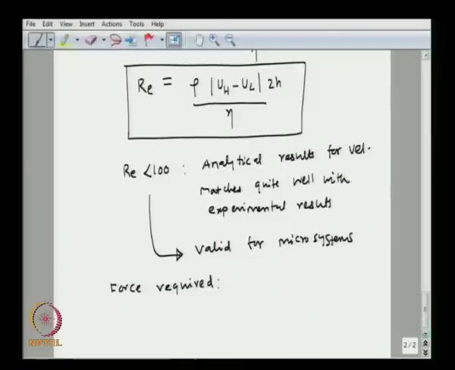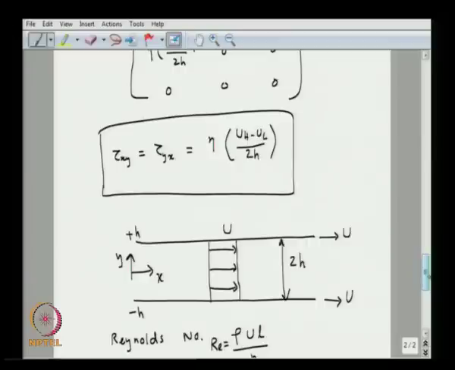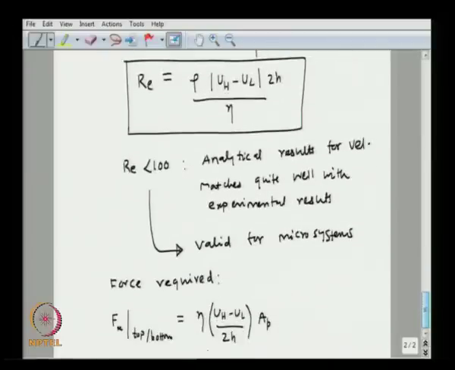The force required can be determined by F x top or bottom would be eta into UH minus UL divided by 2H into AP. So, this is the shear stress, okay, eta into UH minus UL divided by 2H. So, shear stress into the area of the plate, okay, that is the force that we would require to move the plates relative to each other.